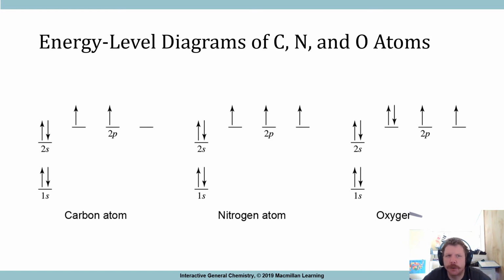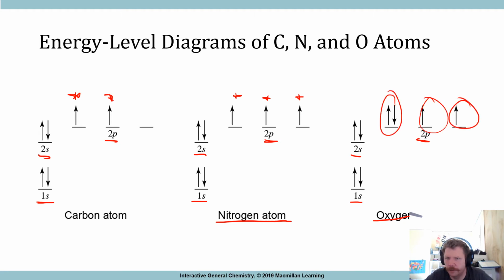Here we have a total of 3 different energy level diagrams for carbon, nitrogen, and oxygen. Carbon has a total of 6 electrons. First 2 in the 1s, the next 2 in the 2s, and the next 2 in the 2p, and they are unpaired. Nitrogen has a total of 7 electrons. 2 in the 1s, 2 in the 2s, and 3 in the 2p. All 3 of those are unpaired. Oxygen, 2 in the 1s, 2 in the 2s, and then 4 in the 2p. 2 of them are paired, the other 2 are unpaired.